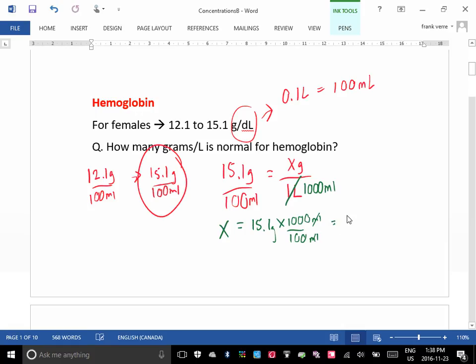And that will give me 151 grams. Because again, it's proportional, right? So the upper limit would be 151 grams per hemoglobin. We can see that there's a problem if there's not enough hemoglobin. If there's too much hemoglobin, it actually could interfere with blood flow, which means your blood's too thick. That could be a problem too.